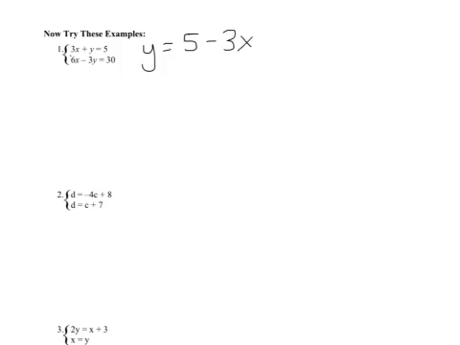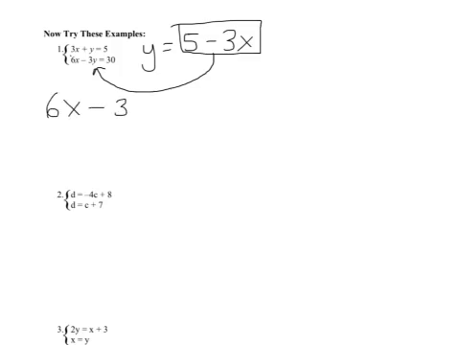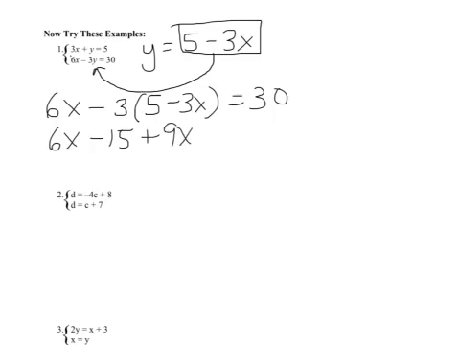So now that is your expression for y: y is equal to 5 minus 3x. You are going to replace the y in the other equation with 5 minus 3x. So I'm going to get 6x minus 3, and your expression has to go in parentheses, 5 minus 3x, close your parentheses, equals 30. Now distribute. I'm going to get 6x minus 15 plus 9x equals 30. Combine your like terms. 6x and 9x is 15x minus 15 equals 30.